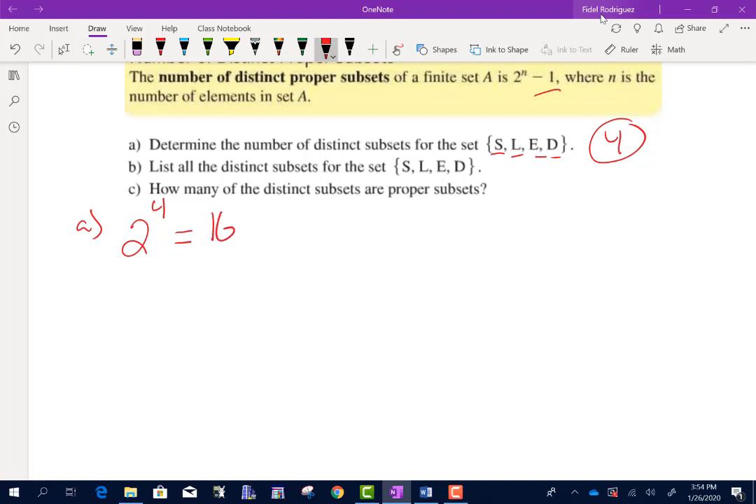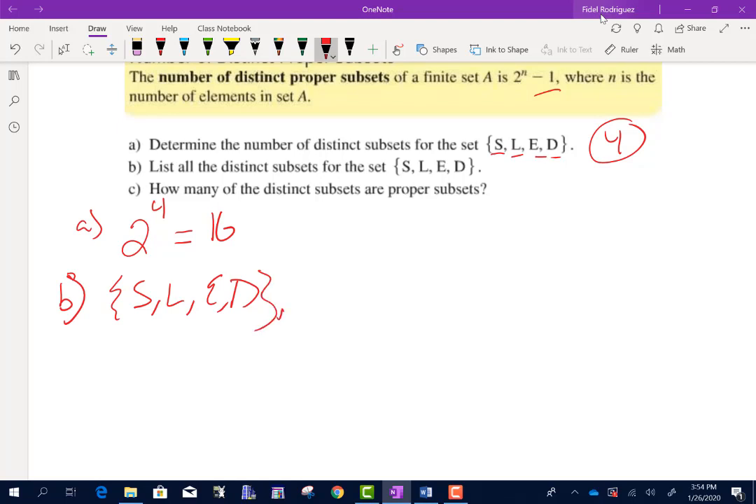different subsets. Okay, part B is going to be the one that takes me a little bit of time to do. It says, list all the distinct subsets for the set. So let's do it like this. We're going to try to figure out all the different combinations. How about if the first one is S, L, E, D. That's the first set that I can make with all 4 of them.